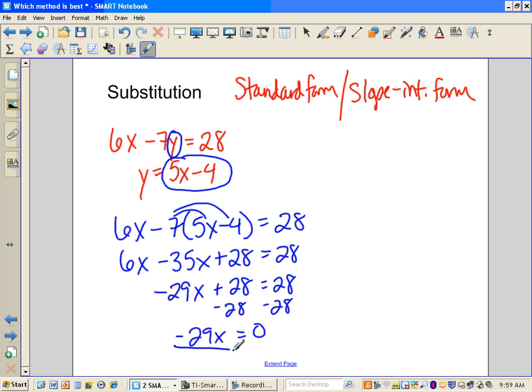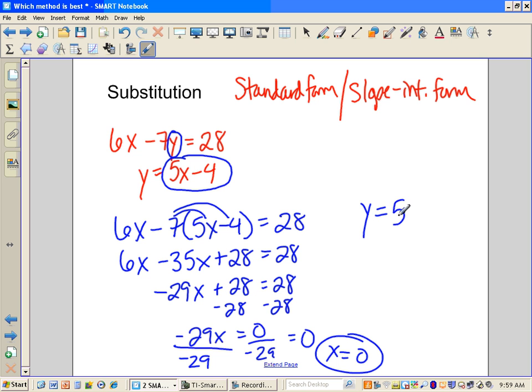Don't forget, when you divide 0 by a number, it's just 0. So we have x is equal to 0. Perfectly fine. When you take that x, plug it in for the x in the y equals equation. Y equals 5x minus 4. So you're going to go y equals 5 times 0 minus 4, because you're plugging in the x value, or y equals negative 4.